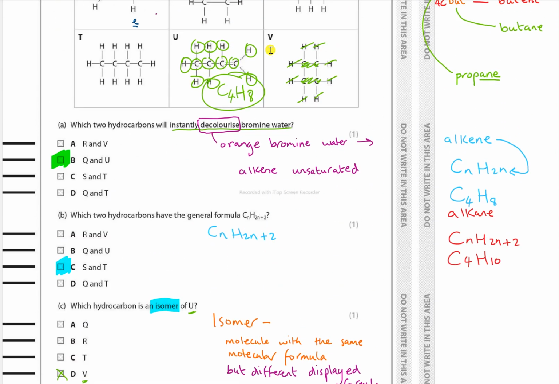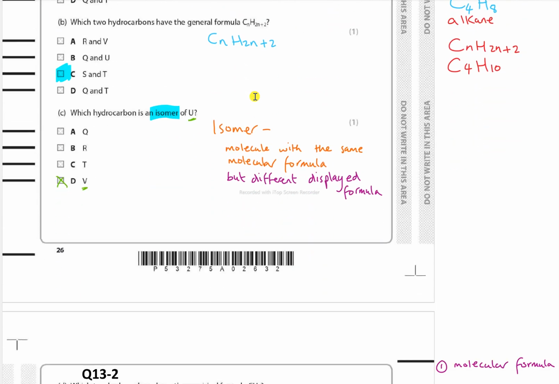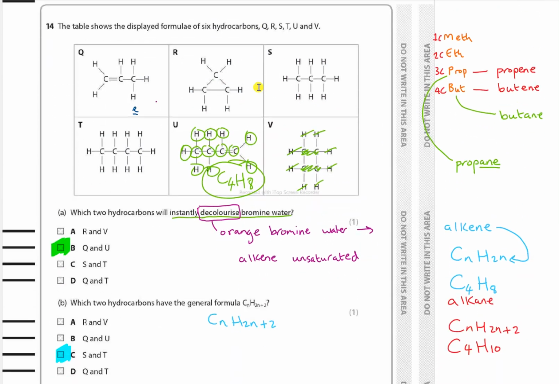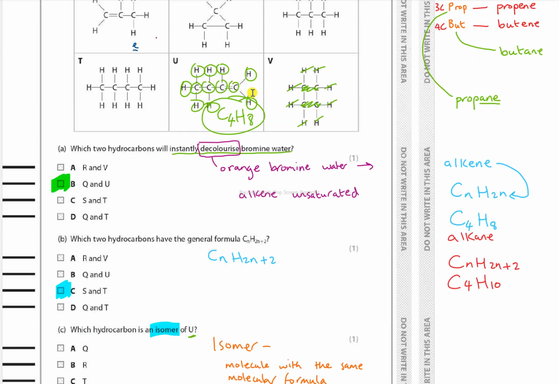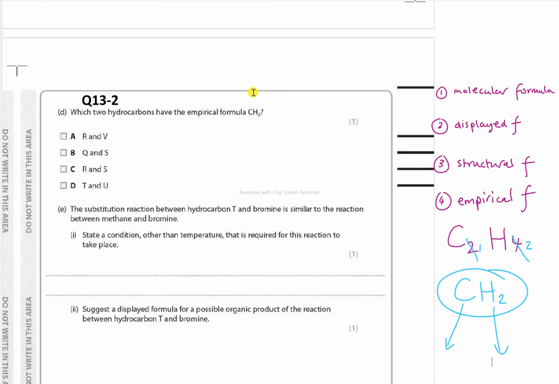So those were the 2 alkenes. The 2 alkenes were U and Q. Is it U and Q? Yeah, U and then Q. Okay.